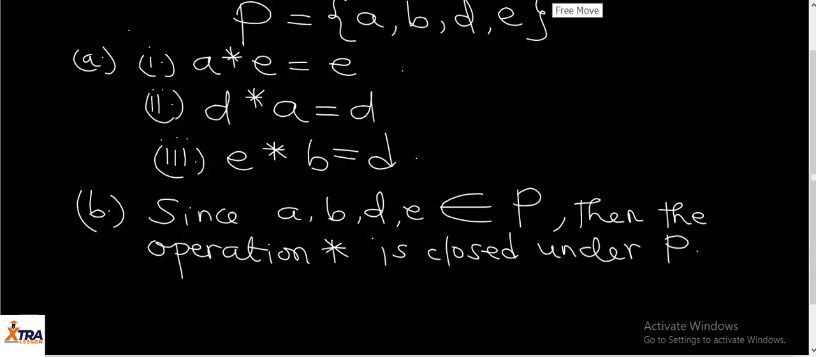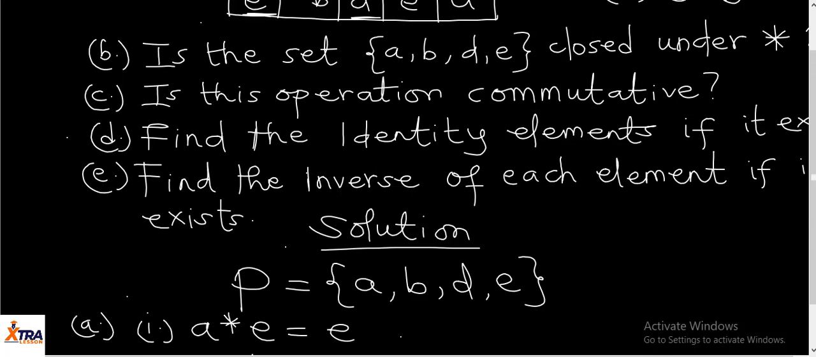Because all of the elements of P are inside the table, there is not one element inside the operation table that is not in the set P. So we can say that the set is closed under this operation. Yes, the set is closed under this operation.